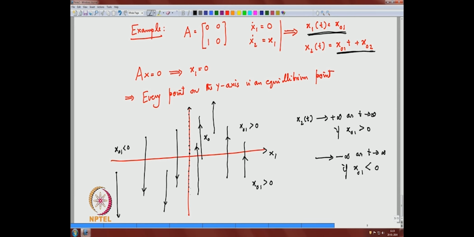And these are all equilibrium points. Also, on the y-axis, if you start there, it will remain there because every point is an equilibrium point. And on the right side, it goes to infinity along that line. So this is the phase portrait of this system.